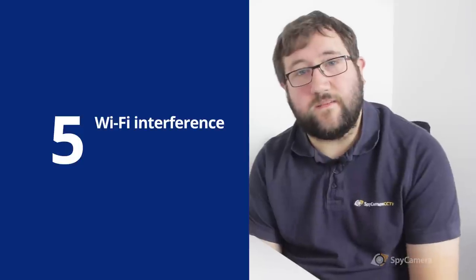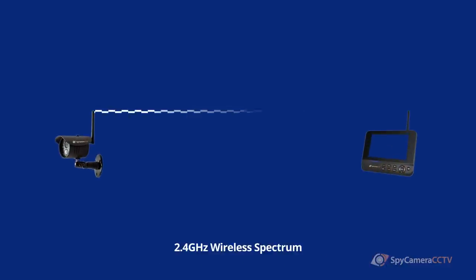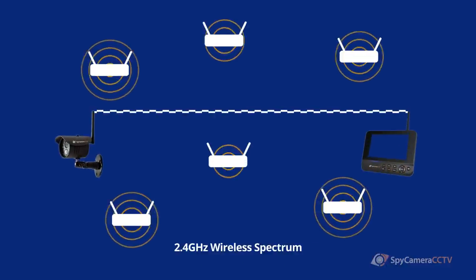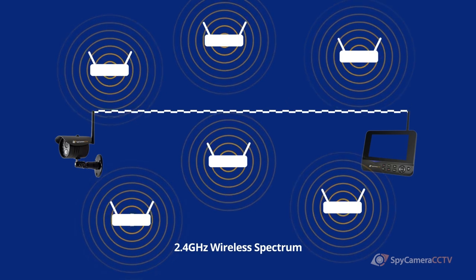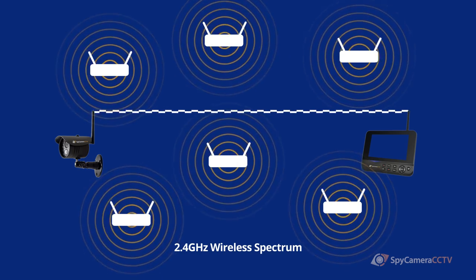The final point is to do with Wi-Fi interference. These digital wireless CCTV kits operate on 2.4 GHz spectrum. This means that they're shared with a lot of other Wi-Fi devices. If you're in an area with high Wi-Fi usage, you might find it difficult to get a clear channel with the camera. The solution to this is to re-pair the camera to a different channel.